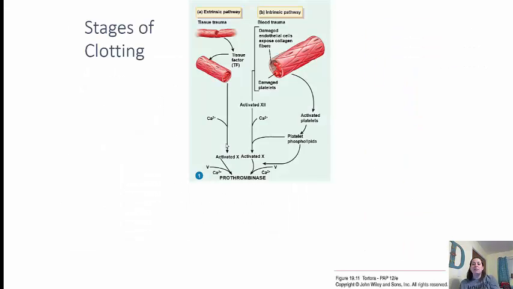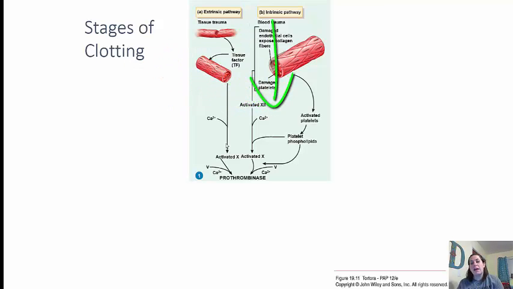Now, let's take a look at this in picture form. This picture is also located in your book on page 678, and it's showing you on both sides here, you have the extrinsic pathway and the intrinsic pathway. So if you take a look at this, you can see that the extrinsic pathway is going to release tissue factor, then it's going to take in some calcium, and then it's going to activate our coagulation factor X or 10. This is then going to be activating number 5 with some more calcium and so on.